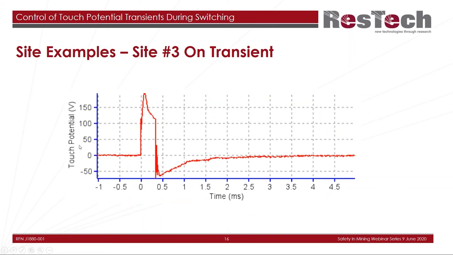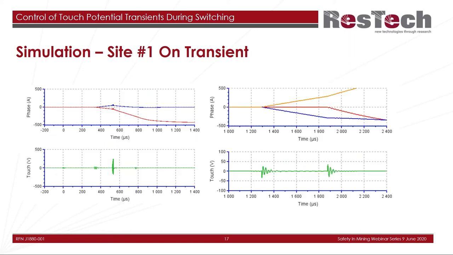And here's another site example. This is basically showing an on transient. Okay. This is a little bit different because rather than actually touching the equipment itself, it's actually on the cable sheath going to the equipment. Okay. So basically that's a current coupled into the sheath. Which actually has its own interesting implications as well, in some ways making the touch potential transient actually worse. And this is an unshielded cable where the phases can effectively couple to the outside surface of the cable and whatever might be on the outside of the cable.